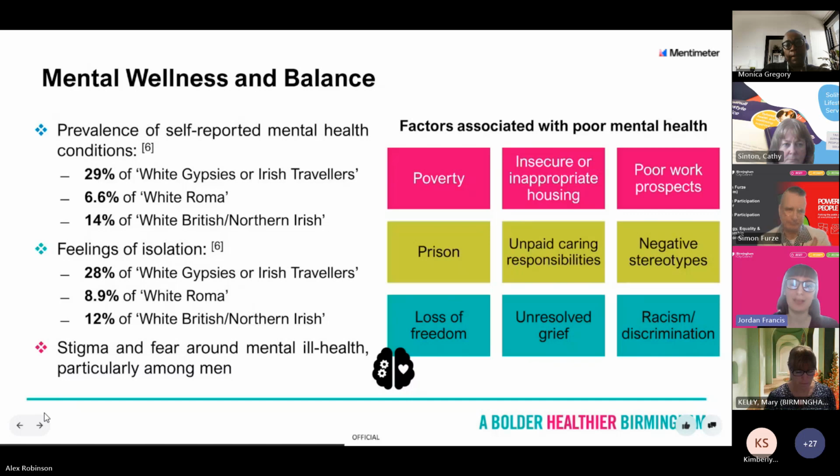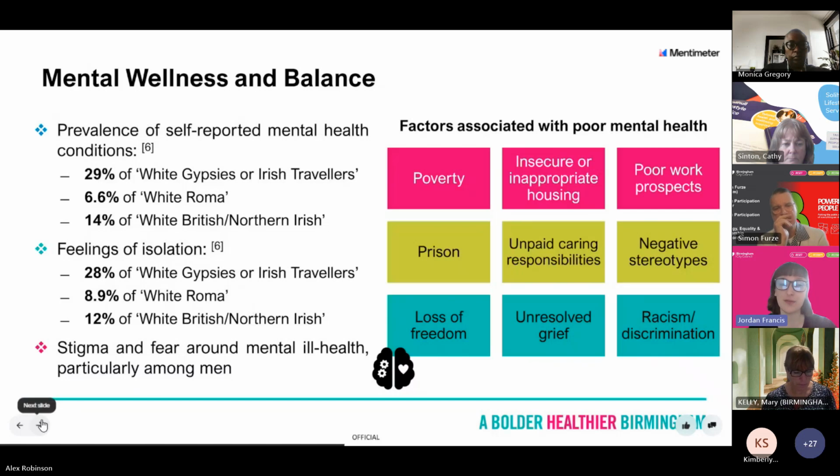We have a loss of freedom of not being able to experience one's culture in the way that you might want to, all of those compounding factors on mental health. And talking about, particularly around men, this is not unique to the travelling community, but around that stigma and that fear around talking about mental health, and men are known for not going to mental health professionals or just talking about health in general as much as women do.